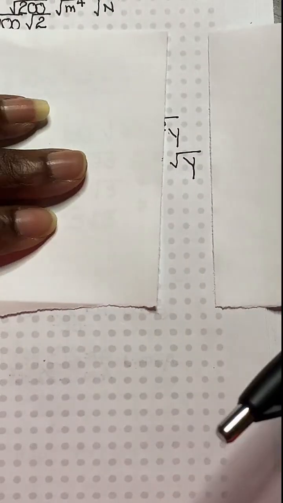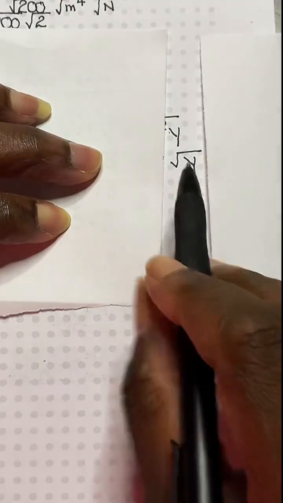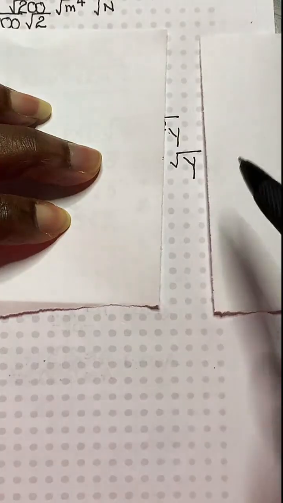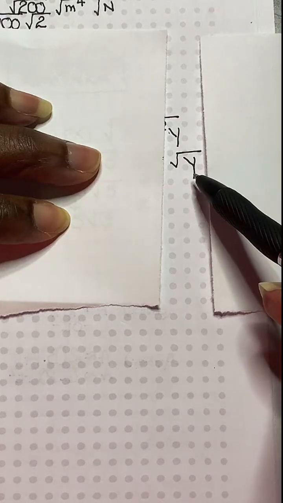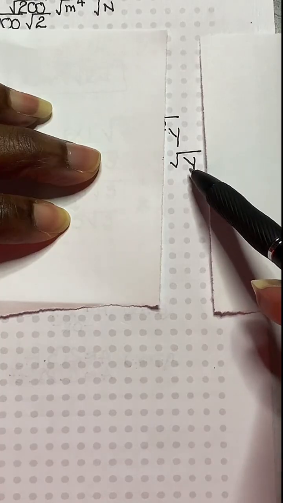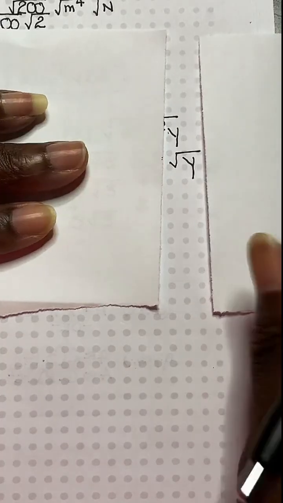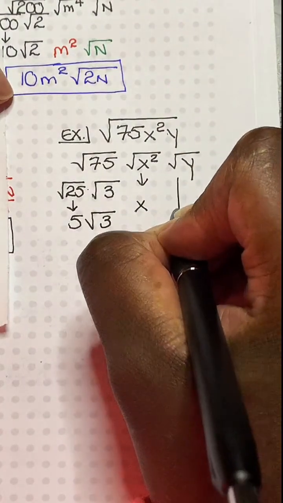Now, sliding over, we have the square root of y. The only way it can get out of this radical is if it's in groups of 2. Well, there's only 1, so we can't break this down. This is going to be considered prime. So if I can't break it down, I'm going to bring it down.